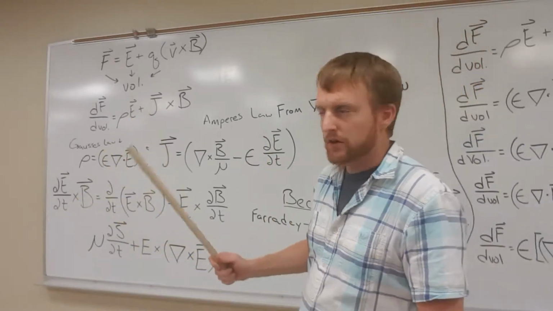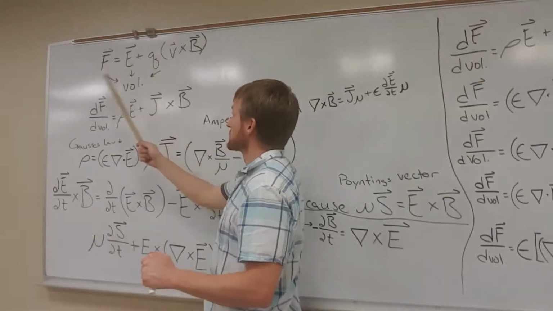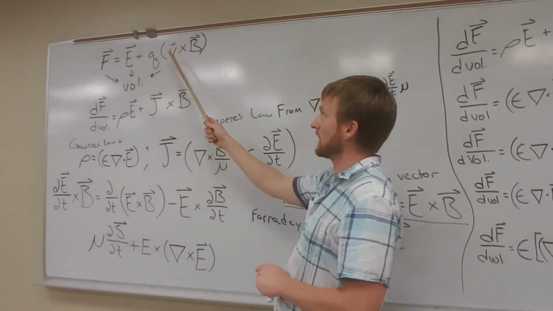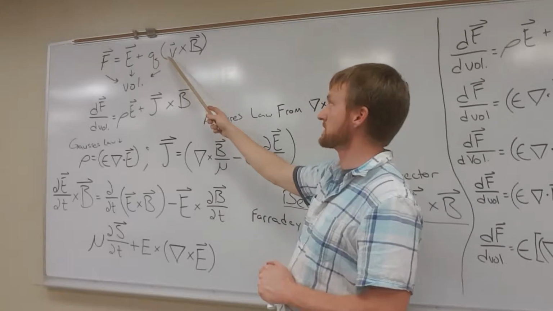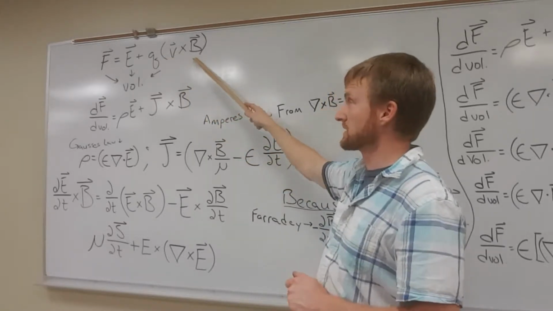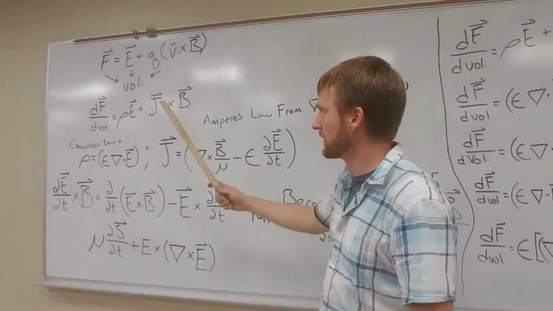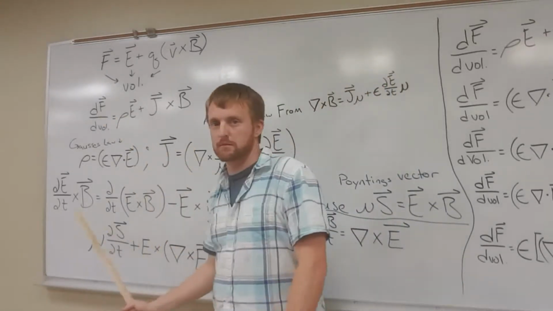So we all know the Lorentz force, right? Force is equal to the E field plus the charge times the velocity crossed with the B field, right? The Lorentz force. All right, but what if we divide it by volume?